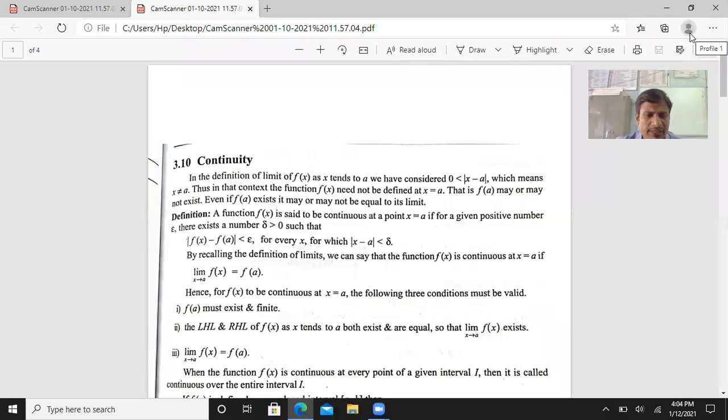Today I explain some theory, that is, what continuity is and some properties. Here, continuity: in the definition of the limit of f of x, as x tends to a, we have considered 0 less than mod of x minus a, which means that x is not equal to a. Thus, in that context, the function f of x is not defined at x equal to a. See here, your definition is there.